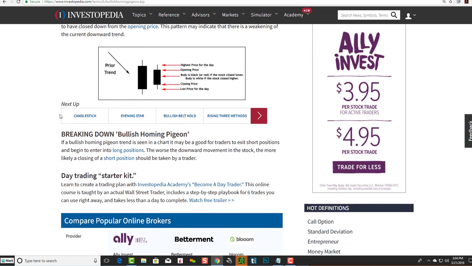Breaking down the homing pigeon, if a bullish homing pigeon trend is seen in a chart, it may be good for traders to exit short positions and begin to enter into long positions. The worse the downward movement in the stock, the more likely a closing of a short position should be taken by a trader.